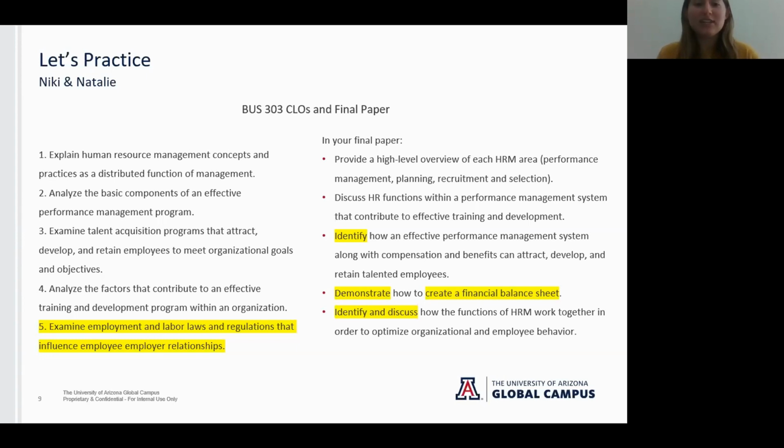So if we were to measure this, we would not have data on CLO5. So again, that's not a best practice. Ideally, you want to measure all of your course learning outcomes in your summative.